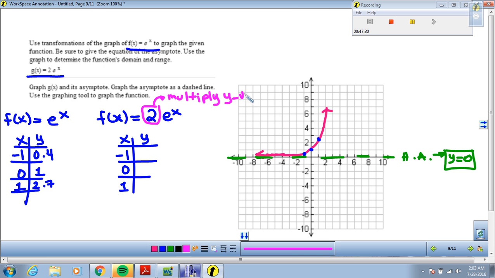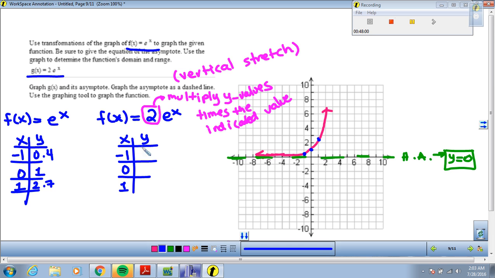y values times the indicated value. And it's going to cause your graph to look like it is enlarged, like if it is vertically stretched. So I'm going to put here vertical stretch.